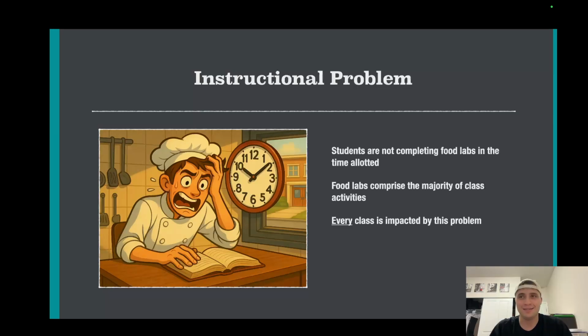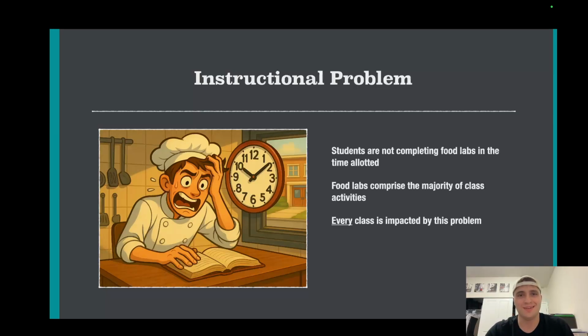And as these labs are going to comprise the majority of the activities that we're doing in meeting essential standards, this is something that I have to solve. And not to mention, literally every single class will be affected by this problem as it arises. For example, if first period does not have a chance to finish their recipe, get their food out of the oven, get it put away, get cleaned up, do a reflection, that is going to directly affect every other class for the rest of the day.